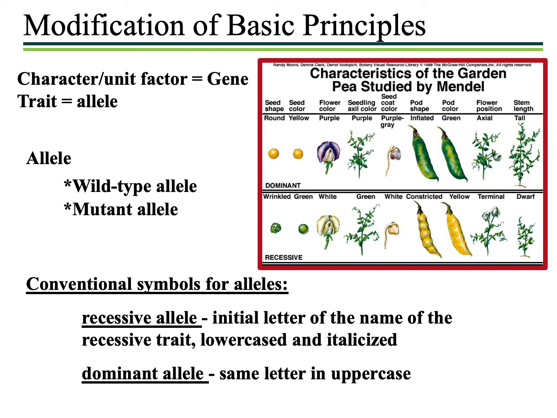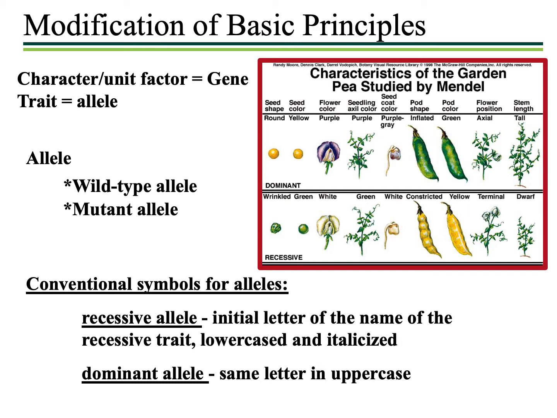So again, referring to the table, what you can see across the top is what we might refer to as the character or the unit factor involved or the gene. We might have a gene for seed shape, or we might have a gene for seed color, or for flower color, or for pod shape, or for pod color, and so on.